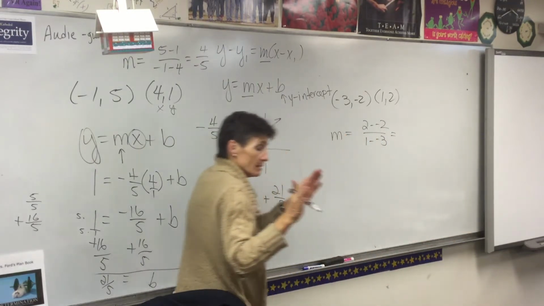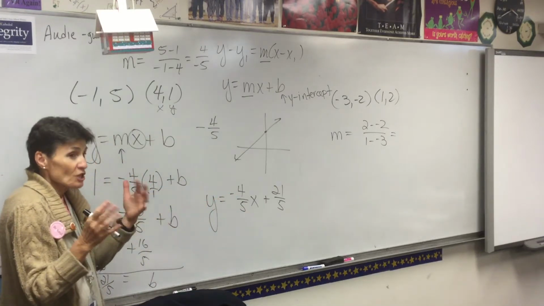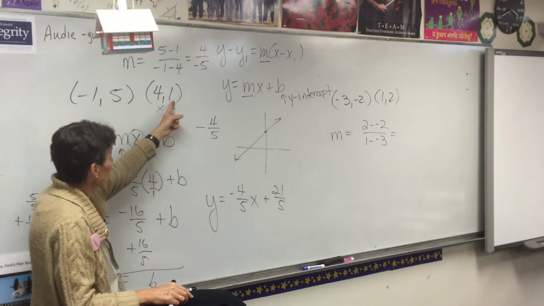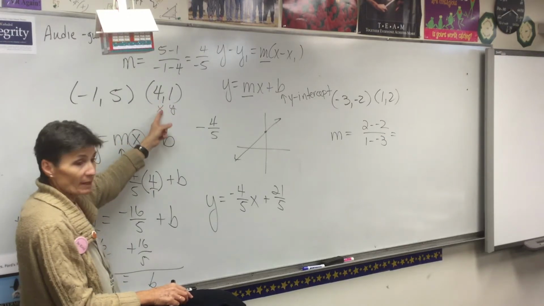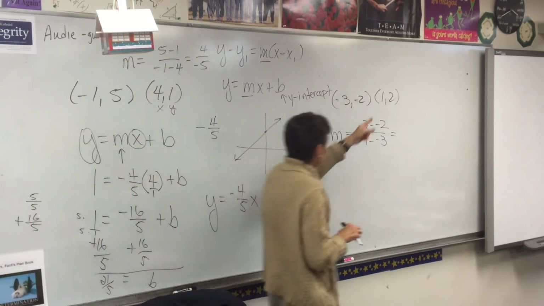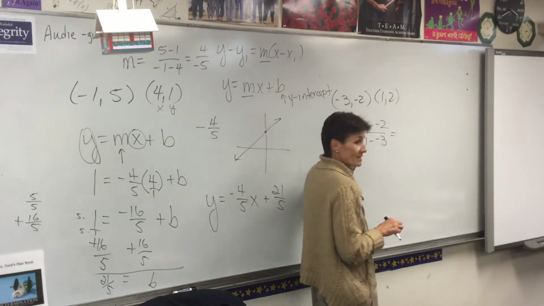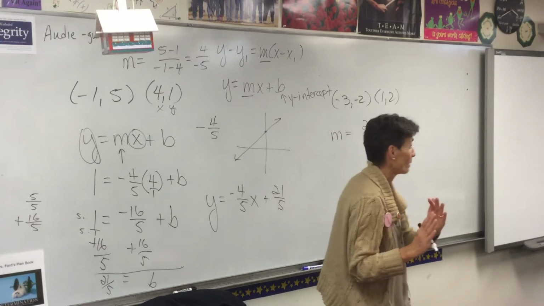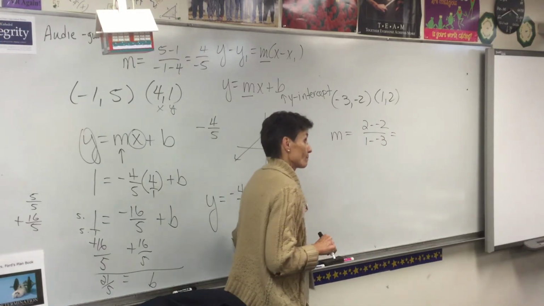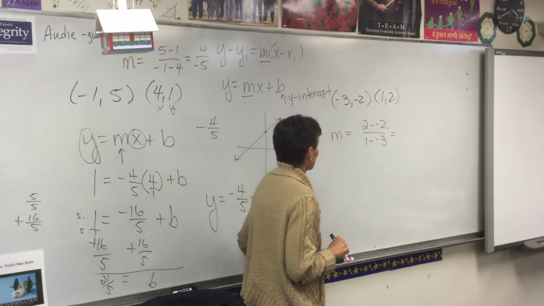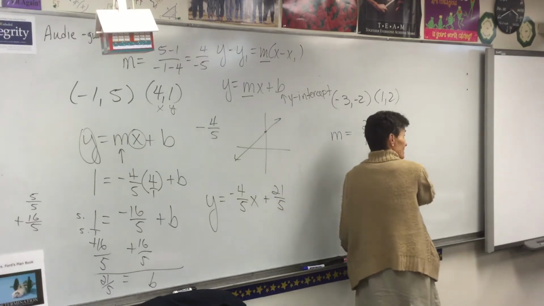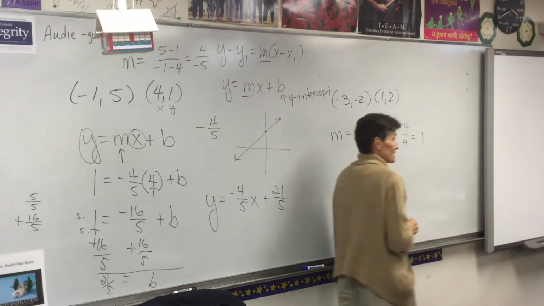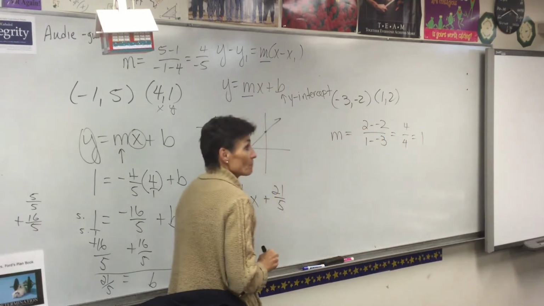Now, I'm not trying to confuse you. I want you to understand that you can do 5 minus 1, negative 1 minus 4, or you can do 2 minus negative 2, 1 minus negative 3, right? The order doesn't matter, just do the same order for both. So what is the slope? That works out to be 4 over 4, which is 1. Well, that's going to be easy to work with.